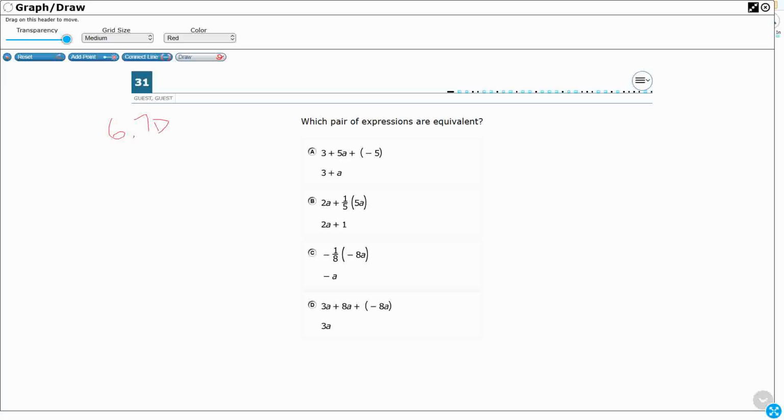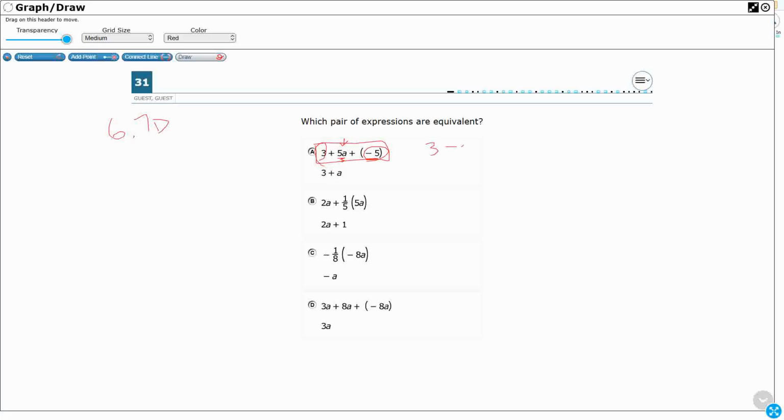All right, so here's our first expression, and we need to see if that simplifies down to 3 plus a. And really it doesn't, because here's the thing. I've got a 5a and then a negative 5, but these are 5a's. So I can't combine 5a's with just a negative 5 because this has that variable a, and that has that constant of just negative 5. So what I can combine is the 3 and the negative 5.